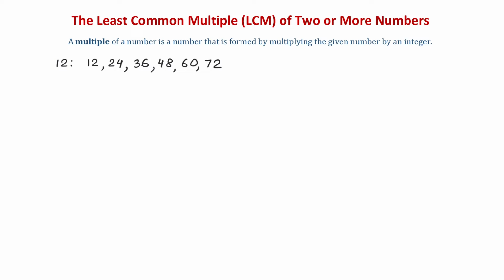And let's write a few more. 12 times 7 is 84. 12 times 8 is 96. 12 times 9 is 108, and so on. All these numbers represent multiples of 12, and this list can continue indefinitely.